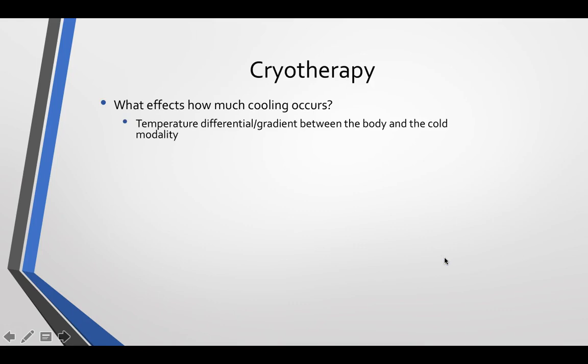So what ends up affecting how much cooling that we have? A number of factors are going to affect how effective a certain modality is at cooling the tissue. First one is the temperature differential, or that temperature gradient between the body and the cold modality. So the colder the modality, the quicker the heat loss that we're going to have.